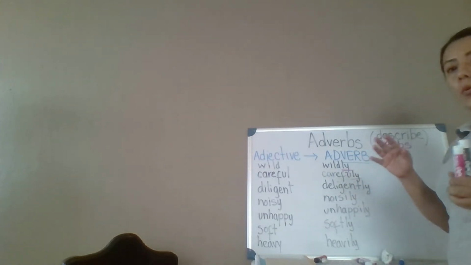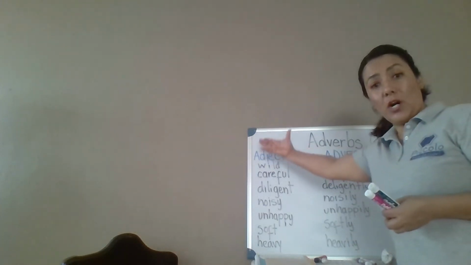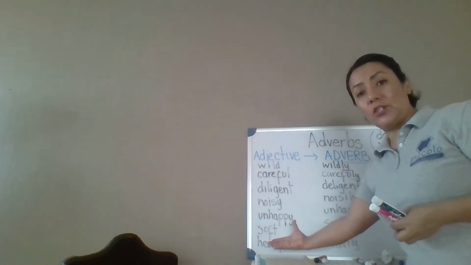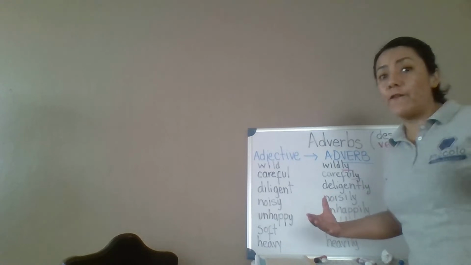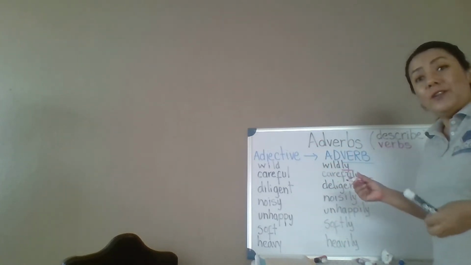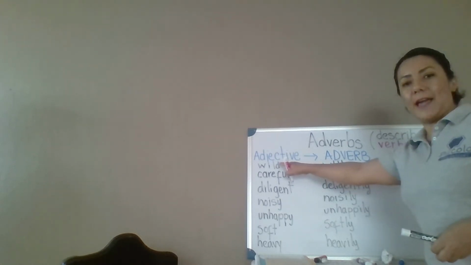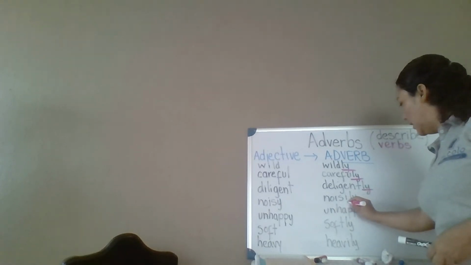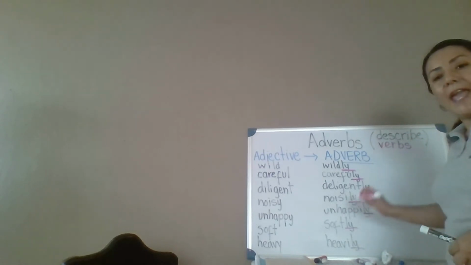So be careful when you're talking and you want to describe a person, place, a thing, or an animal, you use adjectives. But if what you are trying to describe is a verb, you use adverbs. And the only thing you did was to add ly at the end of the adjective. L-Y.